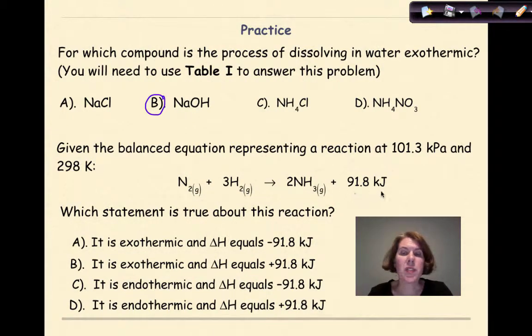All right. Well, we see that the energy is listed as a product. And if the energy is listed as a product, it has to be exothermic, which means C and D are out. So both of these say exothermic. Now we're going to talk about the delta H's. We know that if a reaction is exothermic, then the delta H for that is going to be negative. So if you chose A for the correct value there, you're right. It's exothermic, and the delta H is going to be a negative 91.8 kilojoules.